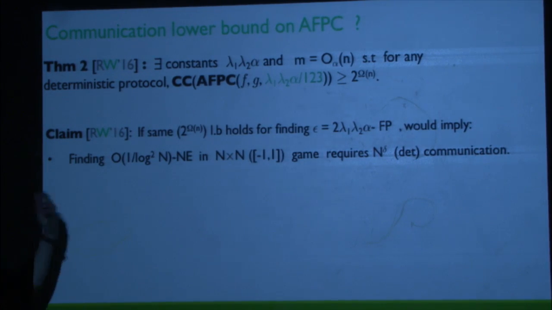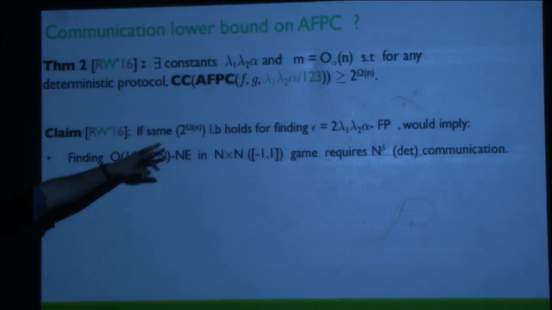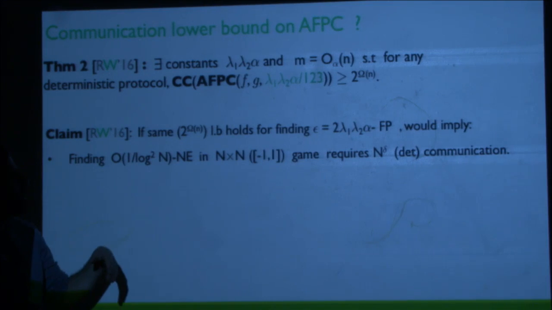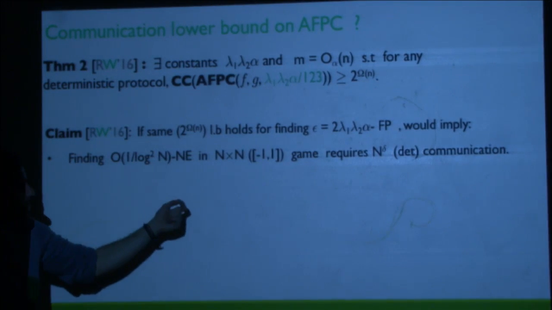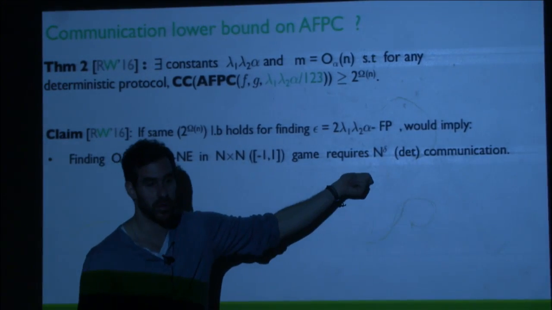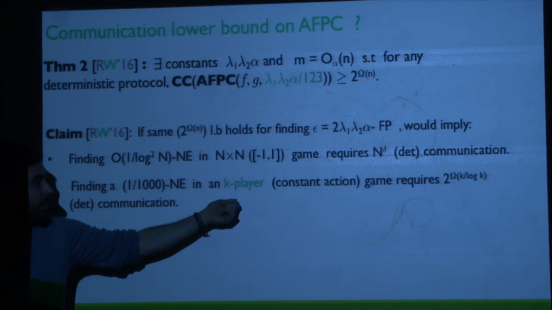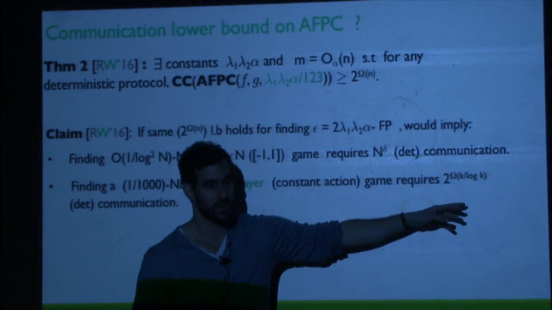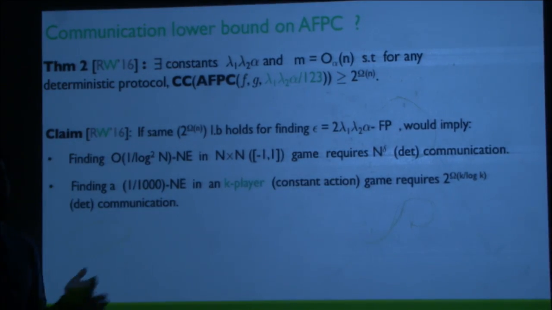So I just want to claim that if we manage to get rid of this 123, then if the same lower bound holds without the 123, this would imply that finding a 1 over polylog n Nash equilibrium requires n to the omega 1 communication. And we can also show, with a slightly more involved reduction, that finding a constant approximate Nash equilibrium in a k-player game would require essentially as much communication as it can: 2 to the omega k over log k, where 2 to the k is the trivial upper bound. Right, so let's just see the first bullet.